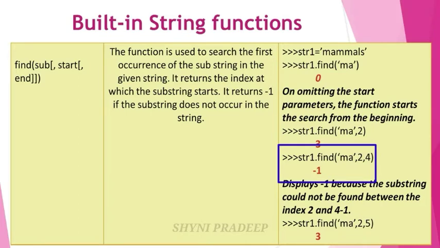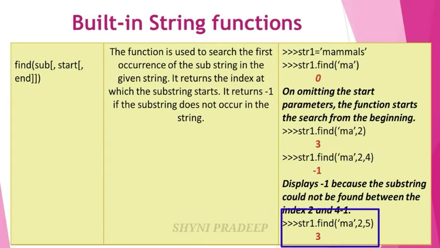4 minus 1 means you have to take up to 3. Okay, you have to specify up to 4, but you have to take up to 3. Okay, and it returns the index at which the substring starts. So you will get the output like this.